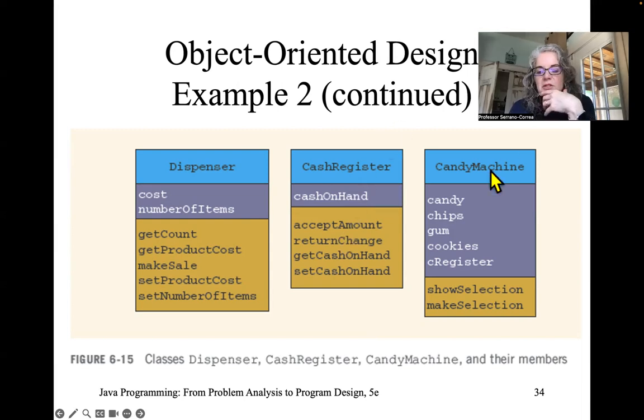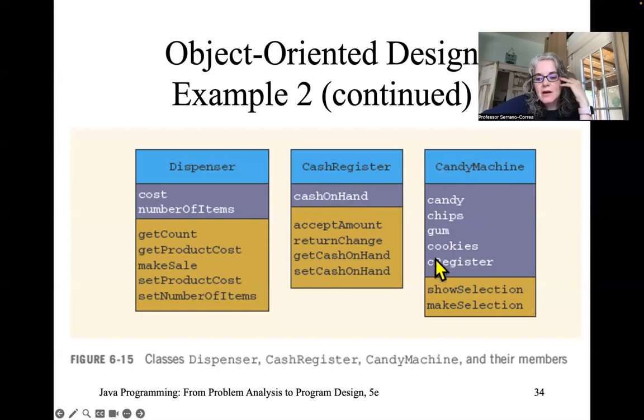And then we have candy machine. So candy machine would have these. These in purple is the data. So the data for candy machine would be the types of things that the candy machine has available to choose from: candy, chips, gum, and cookies. And remember, candy, chips, gum, and cookies can be anything. It can be changed. Right now, this would be the data that it would have.